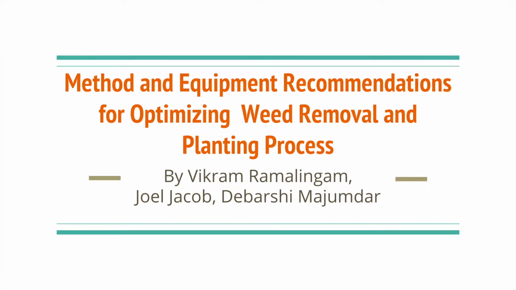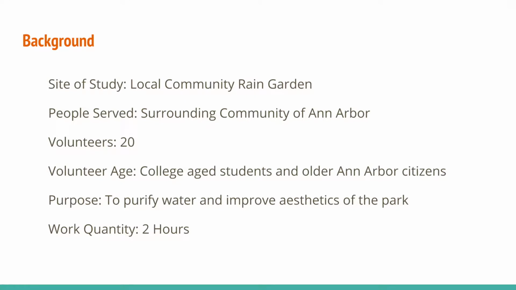Today we are going to discuss method and equipment recommendations for optimizing weed removal and planting processes at a rain garden. The main objective of our project is to optimize the efficiency in regards to weeding and planting in the rain garden. The site of our study was a local community rain garden in Ann Arbor serving the surrounding area.